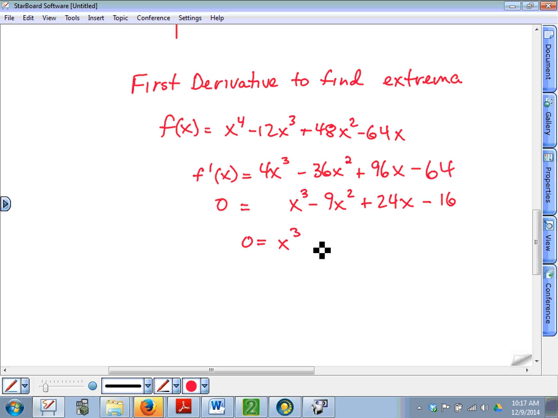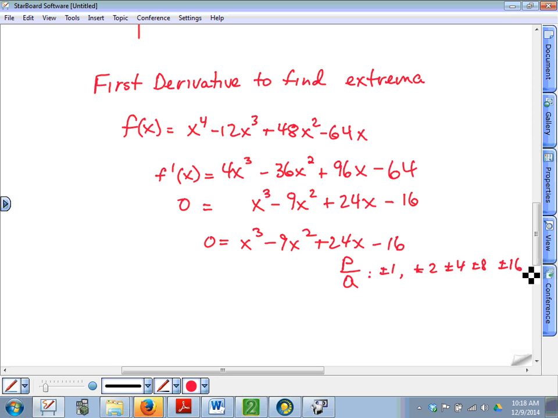So how do we solve this equation? x to the third minus 9x squared plus 24x minus 16. You guys know what to do: synthetic division. We've got to have our p's and q's. Maybe plus or minus 1, 2, 4, 8, and 16. That's the p over q. P are the factors of 16. Q are the factors of the leading coefficient, which is 1. So dividing by 1 just means these are the p over q numbers.